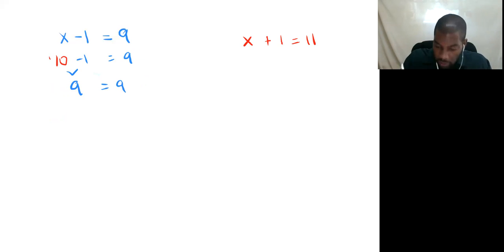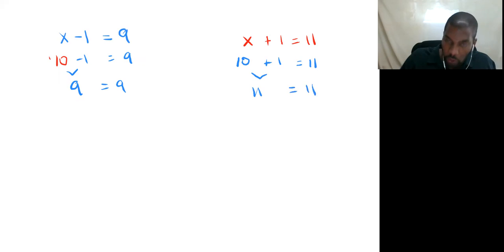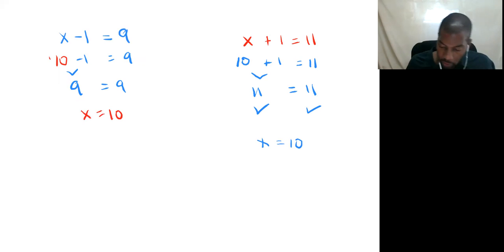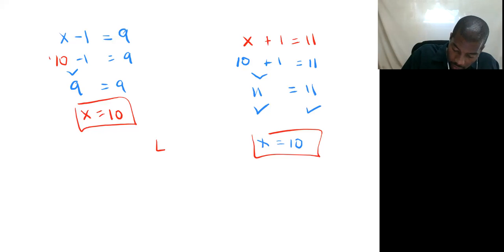Well, let's see if we plug in 10 for x over here, would that work as well? Well, 10 plus 1 equals 11. Let's see if that's true. 10 plus 1 is 11. 11 is 11, so it works. So in this case, we know that x is equal to 10. And in this case over here, x is also equal to 10 to make both sides true. Therefore, we say that because the variables are the same in both equations, they are equivalent.